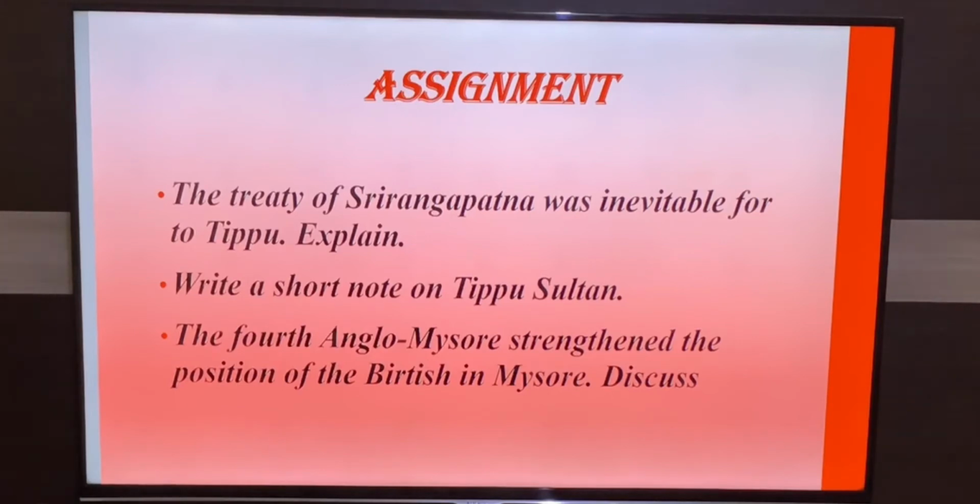From the Third Anglo-Mysore War, you have to write up to the Treaty of Srirangapatnam. You don't have to explain about the Treaty of Srirangapatnam. Only you will write he played an important role in the Third Anglo-Mysore War. About that you have to give a description. Then later you will explain the Fourth Anglo-Mysore War, and finally he died in the Fourth Anglo-Mysore War in the year 1799. So these are the points you have to write about Tipu Sultan.